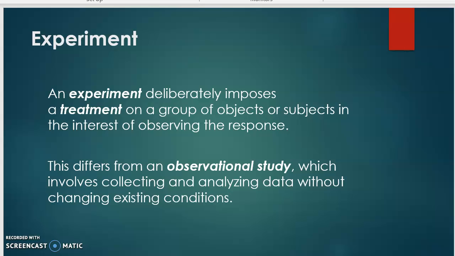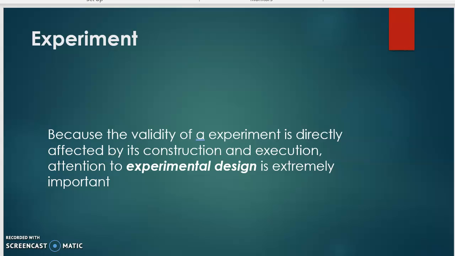It's really important with an observational study that we try not to interact with the subjects because we don't want to create a reaction. We just want to see what is normally happening. Because the validity of an experiment is directly affected by its construction and execution, attention to experimental design is extremely important.